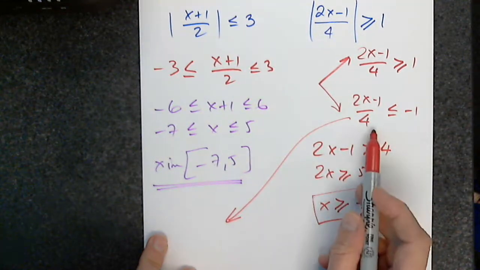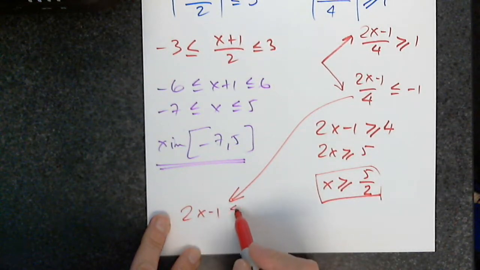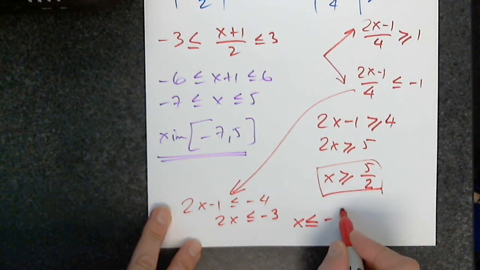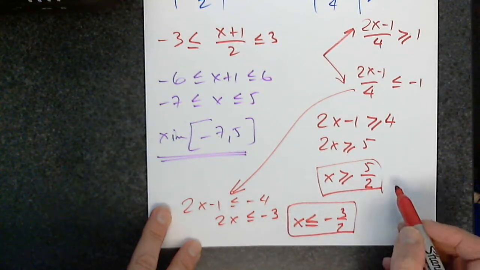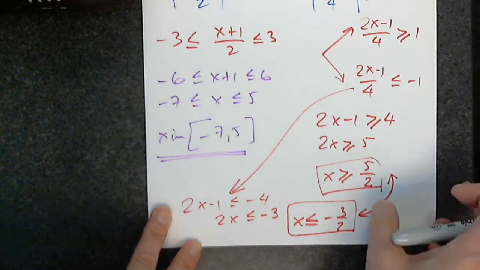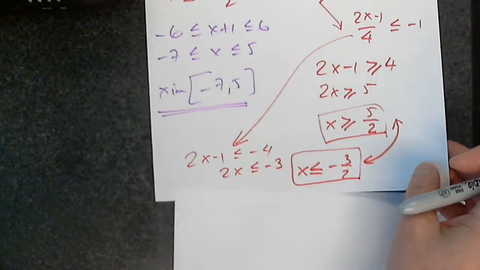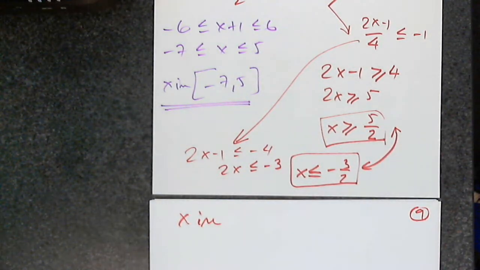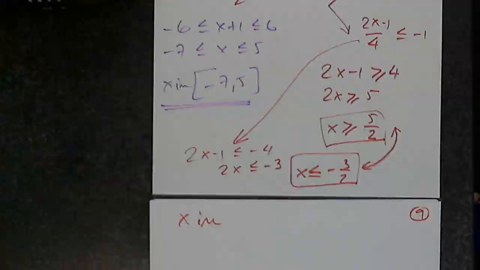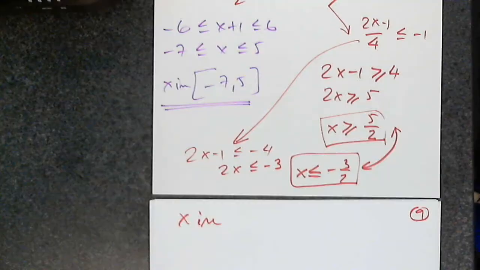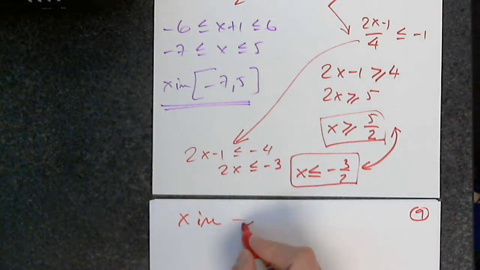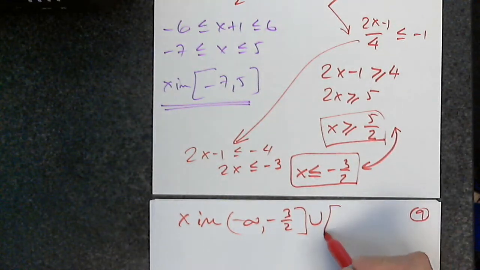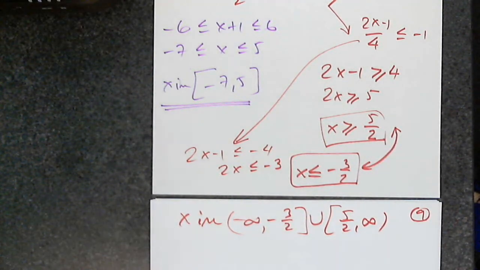I will repeat for this one exactly what you just suggested, less than or equal to negative 4. So 2x is less than or equal to negative 3, therefore x is less than or equal to negative 3 halves. So these are together the solutions, but how do I present the interval solution? X in. The interval solution for the whole thing. Say it again. Excellent. Union? Excellent. Well done.